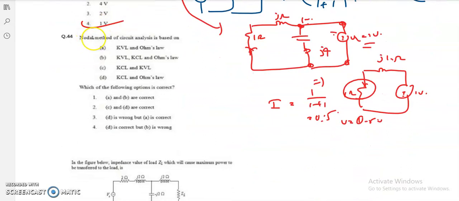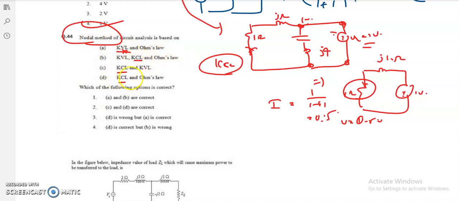And now coming to the next question: the nodal method of circuit analysis is based on, always, the nodal method is based upon KCL, Kirchhoff's current law, and mesh analysis is based upon KVL. So here KVL is mesh; nodal is nothing but KCL, right?